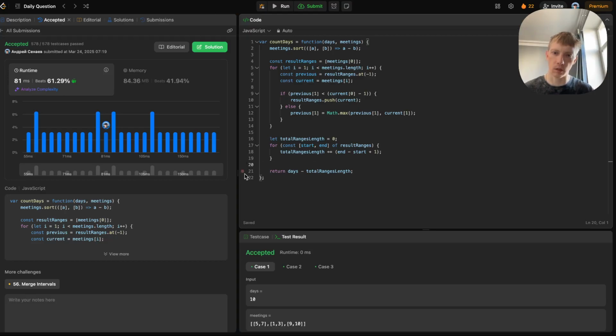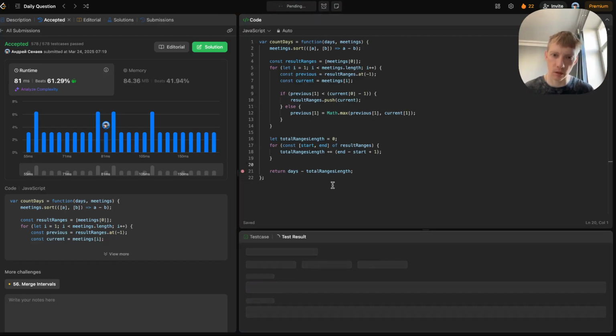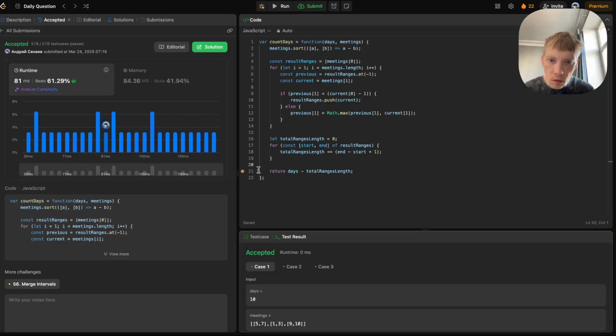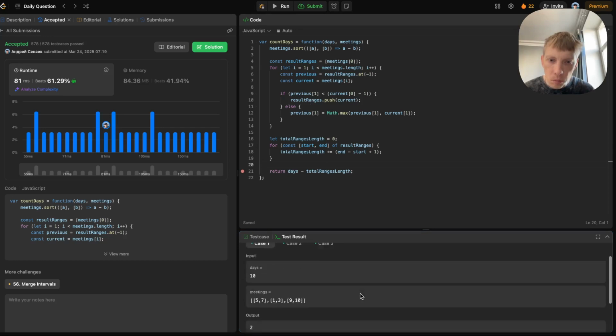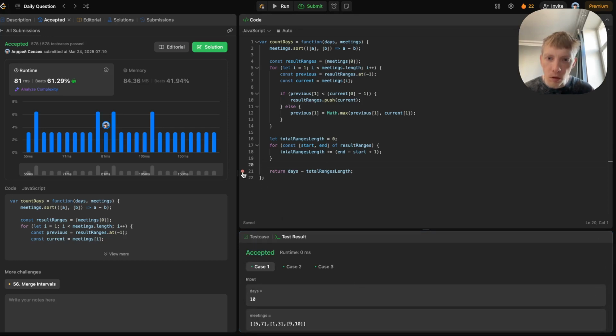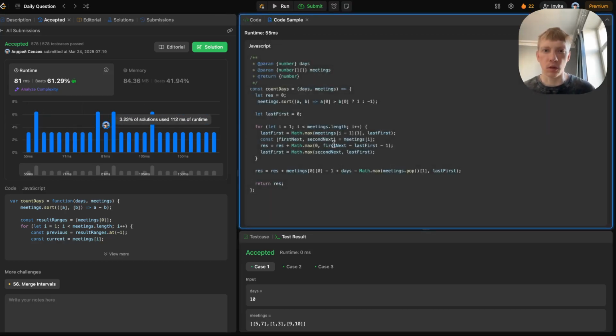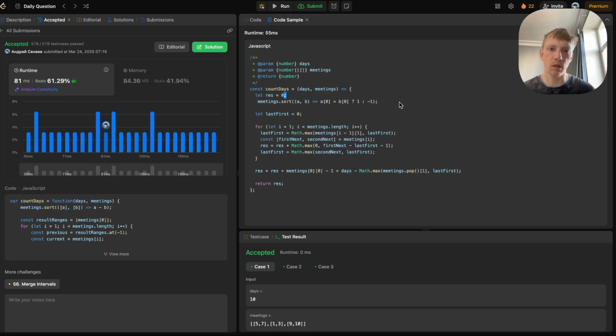Whoa, what is that? What is that? I don't know. Let's look at the most efficient algorithm. Yes, it is using sort.